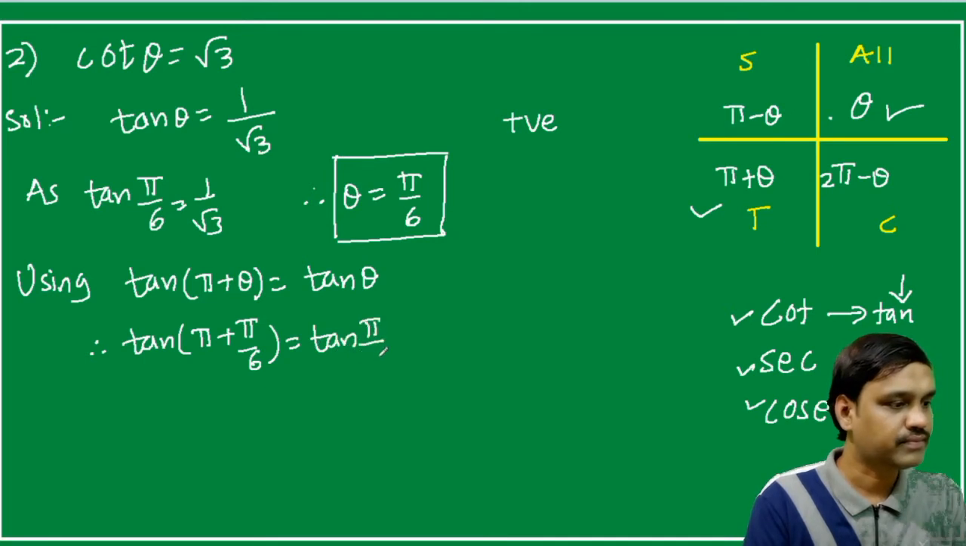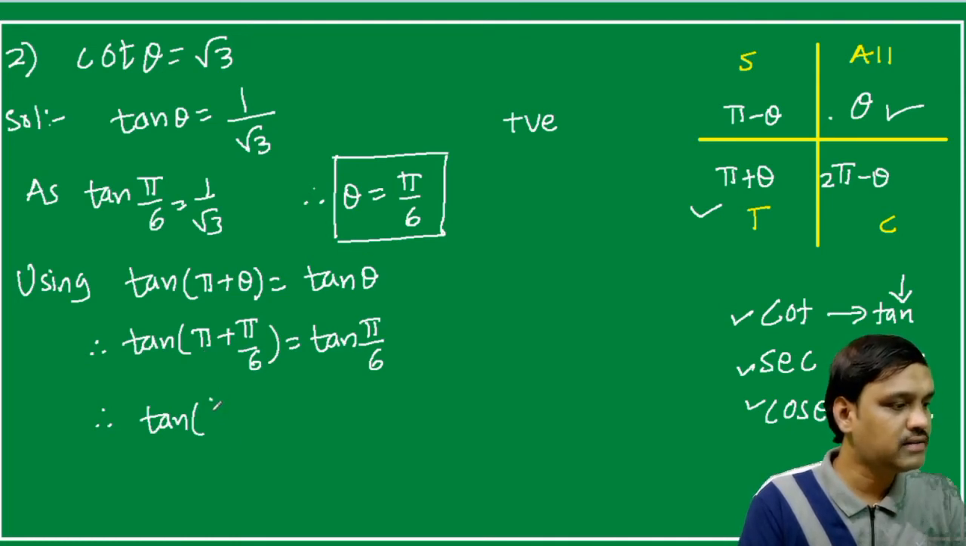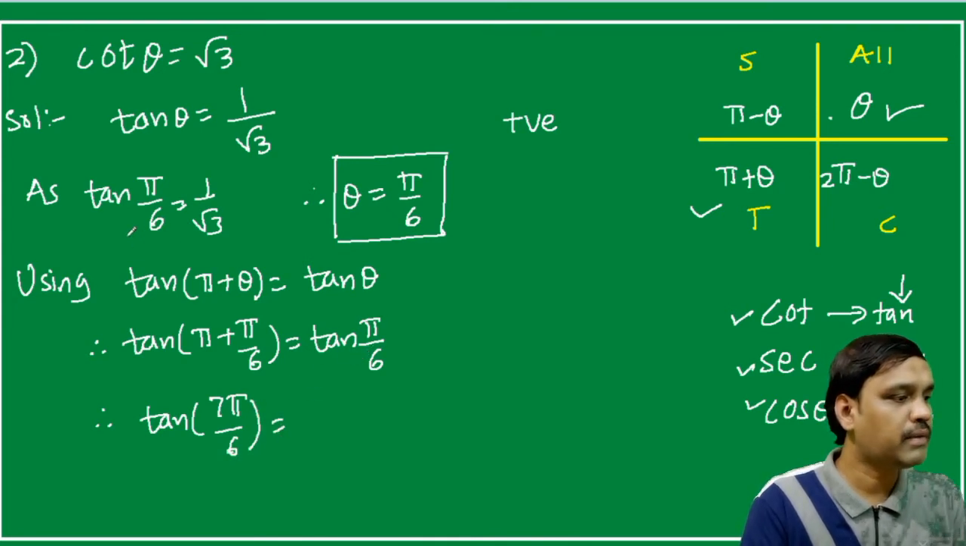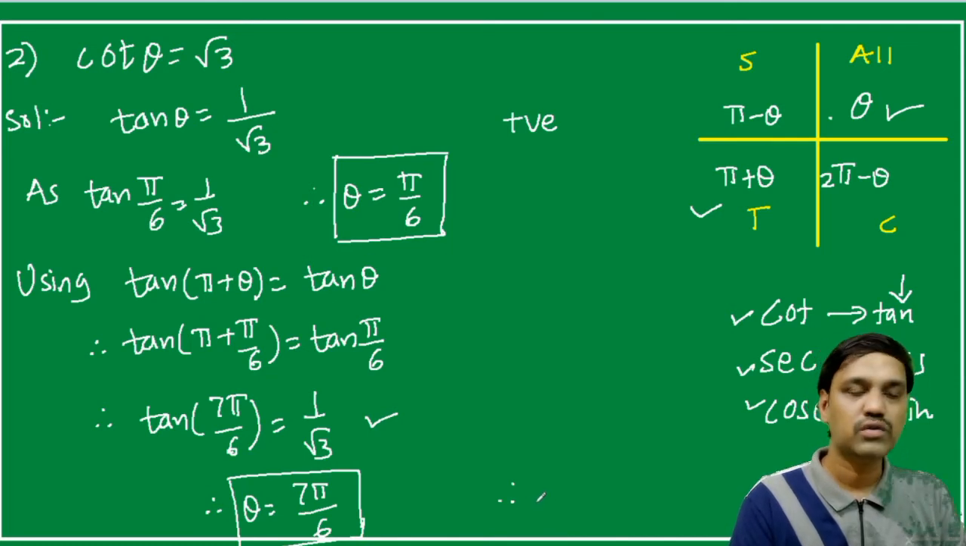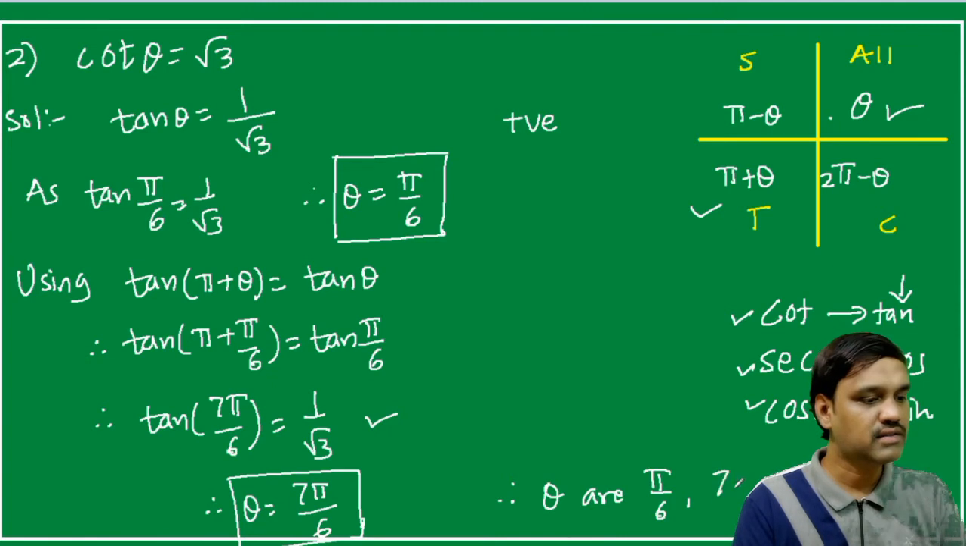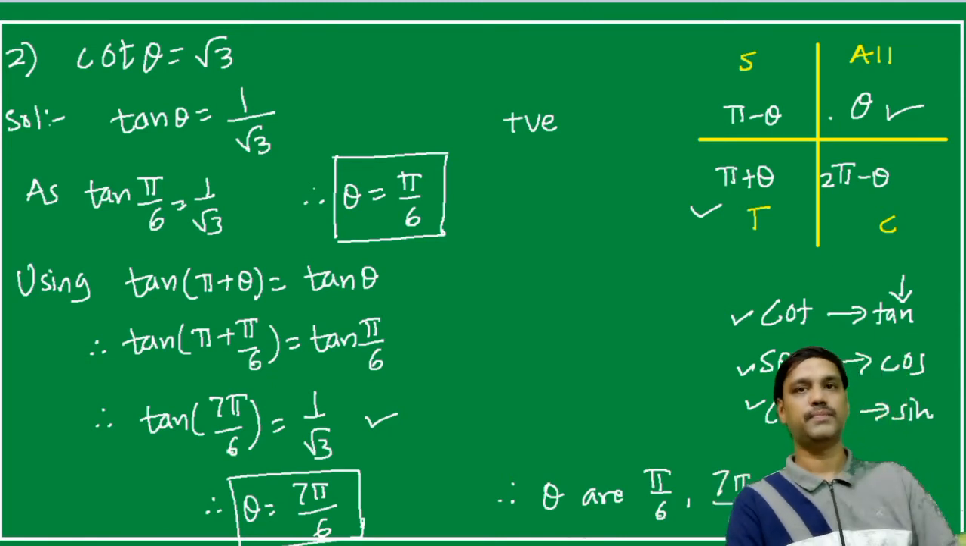Therefore we can say tan of pi plus pi by 6, which is 7 pi by 6, is equal to tan pi by 6, but tan pi by 6 is 1 upon root 3. So tan of 7 pi by 6 is also 1 upon root 3, and therefore you can say theta equal to 7 pi by 6. So this is the other value of theta, and therefore the principal values of theta are pi by 6 and 7 pi by 6. That's all.